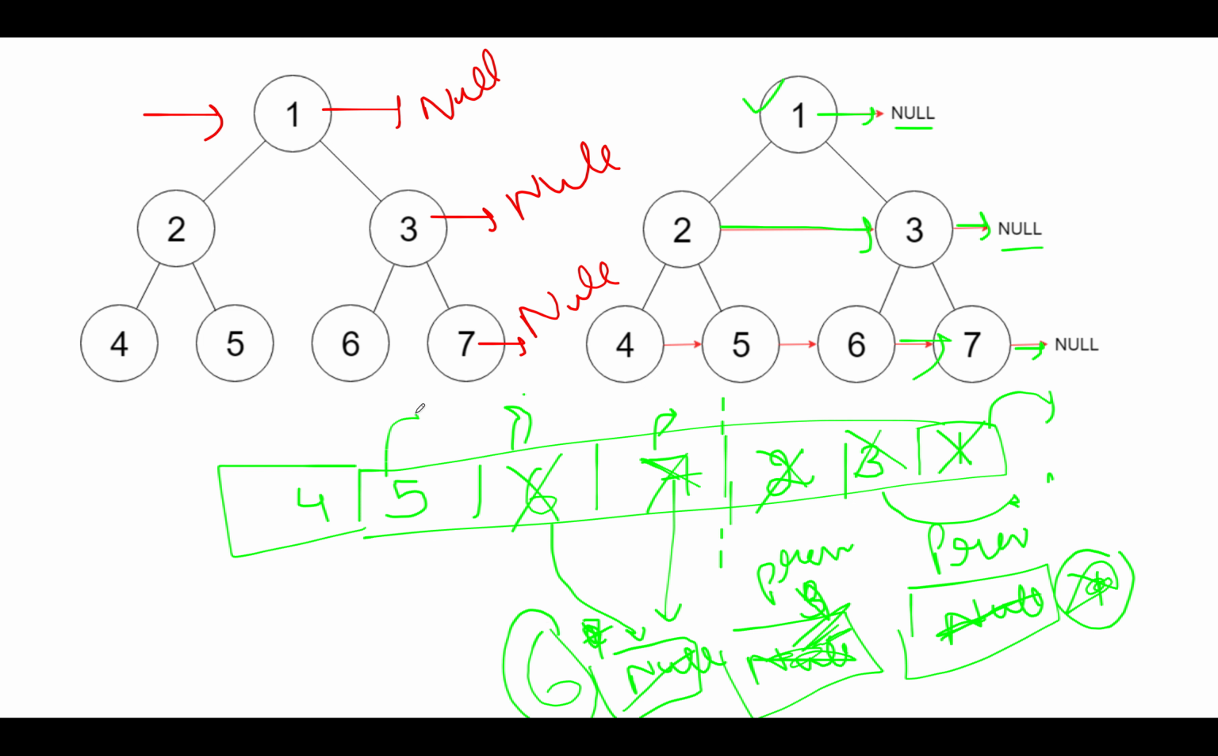Let's proceed ahead. Next, pull out 5 from the queue. 5 also doesn't have any children, so we'll not do any insertion. 5.right will point to 6. We'll replace the previous node with 5 for the next iteration.